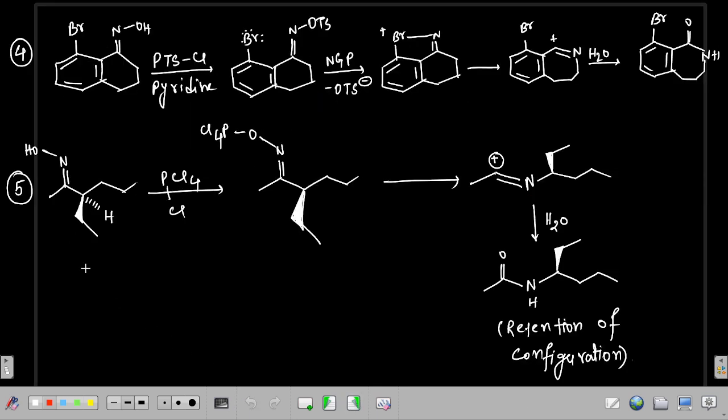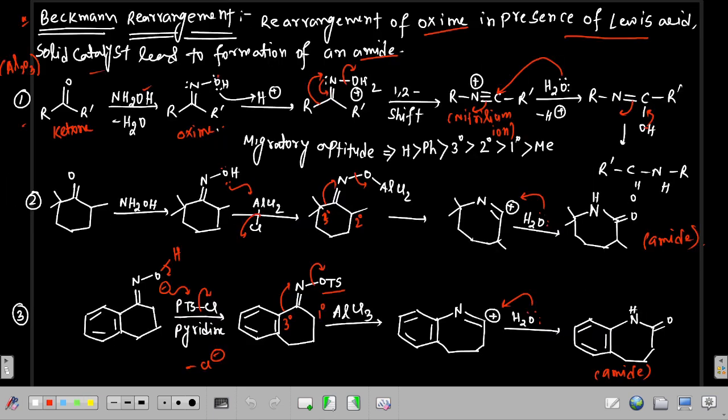This is our next example. Now if there is any bromide, here you see this bond is anti to this OTs. Okay, so then only this shifting is happening. Mostly the bond which is anti to this OH or OTs, this leaving group, that one only shifts. Syn groups are not shifting. This carbon will not shift to this nitrogen. This carbon only shifts to the nitrogen.